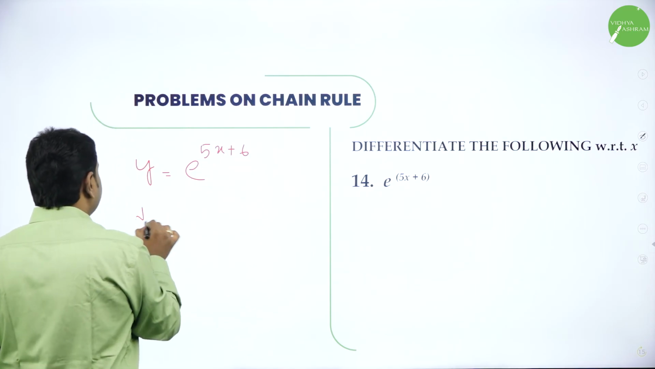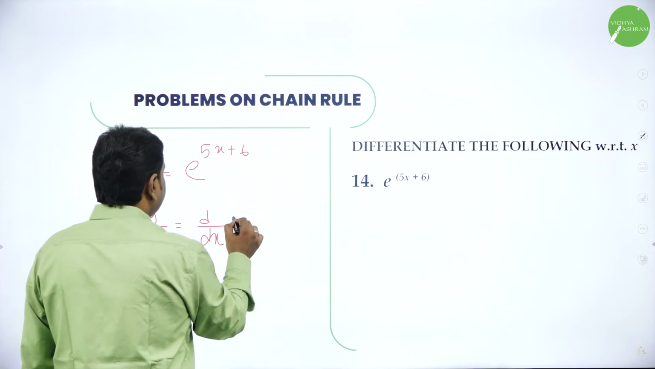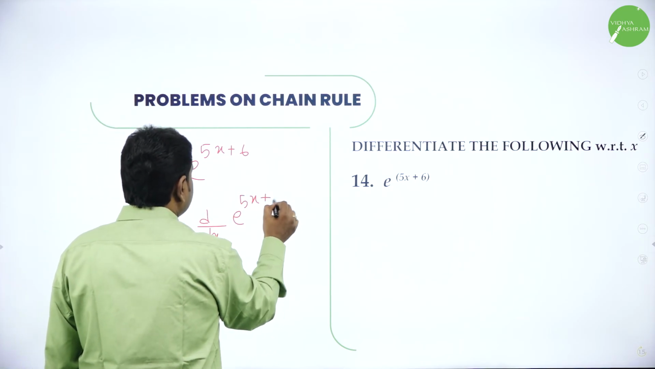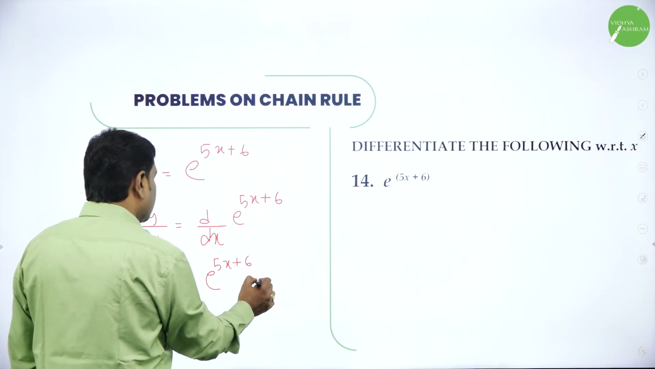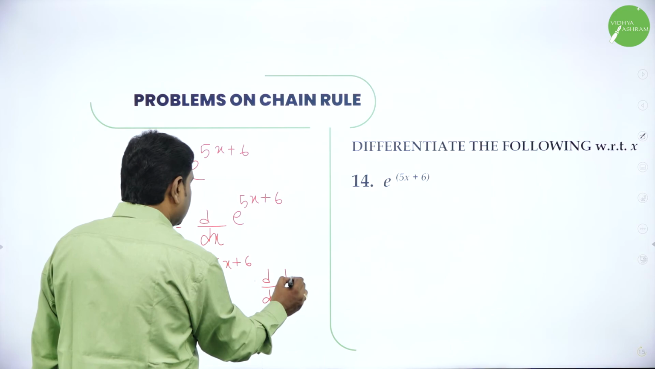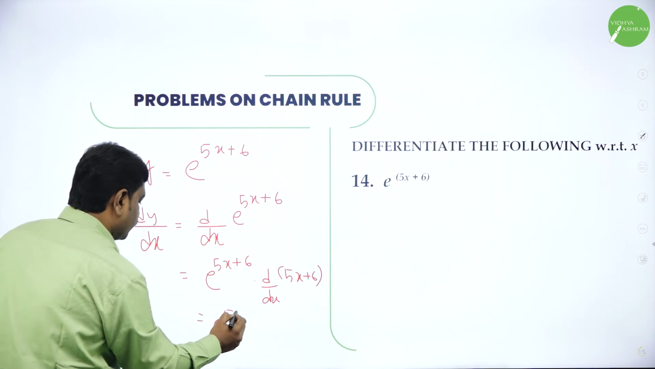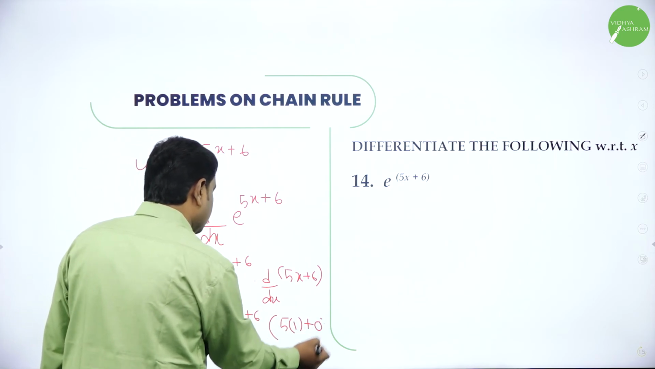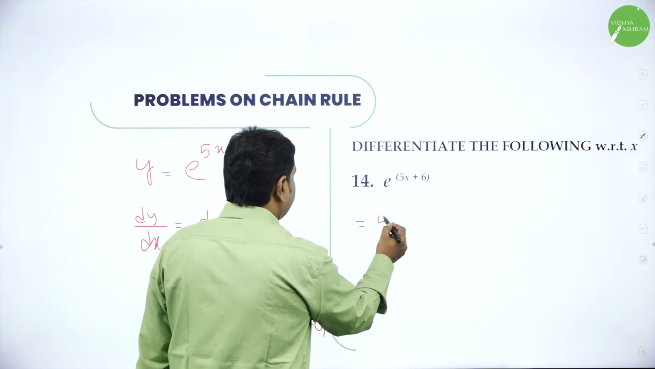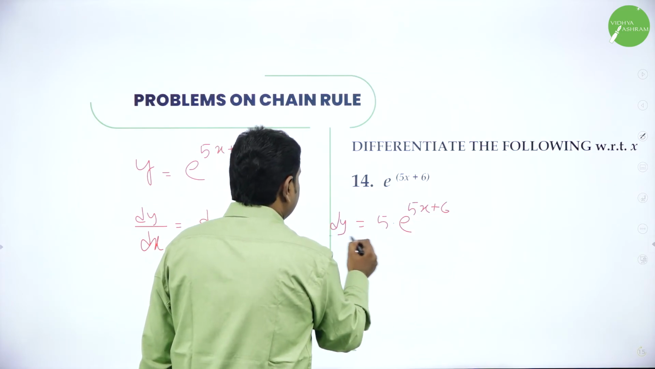So now differentiate both sides with respect to x. So dy by dx equal to d by dx of e power 5x plus 6. It is in the form of e power f of x. Derivative of e power f of x is e power f of x into d by dx of f of x, and f of x is a linear function. So 5x plus 6, all of you know derivative of 5x is 5 into 1 plus derivative of 6 is 0. So you will get final answer 5 into e power 5x plus 6. This is dy by dx.